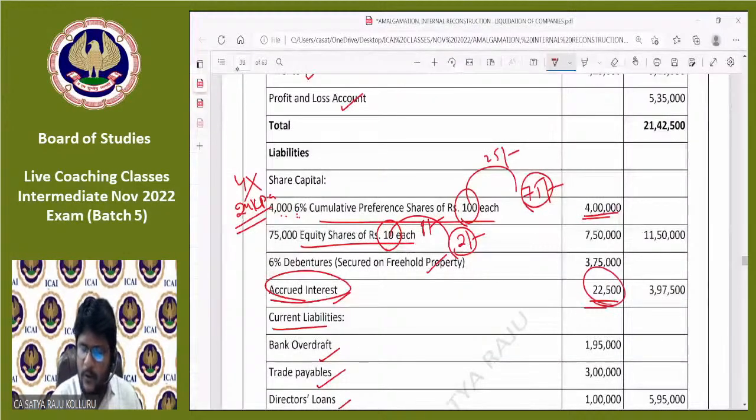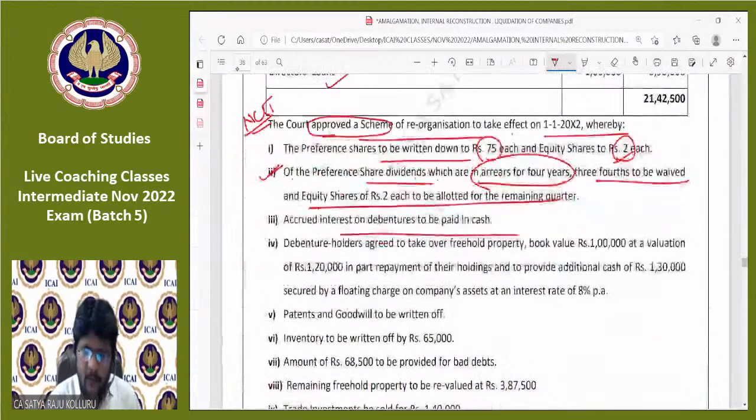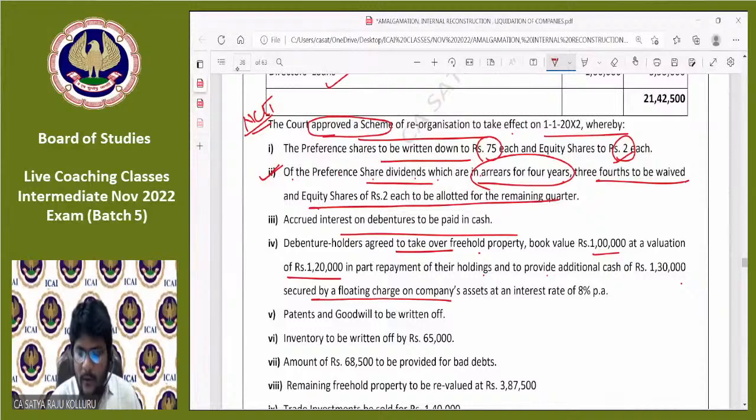It was given now 22,500. Next. What is the next point? Point number 4. Debenture holders agreed to take over freehold property, book value 1 lakh, at a valuation of rupees 1,20,000 in part repayment of their holdings, and to provide additional cash of 1,30,000 secured by a floating charge on company's assets at an interest rate of 8% per annum.